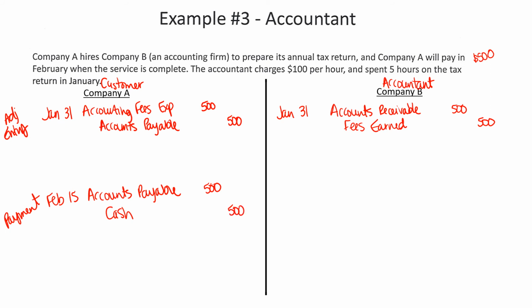Then from the accounting firm standpoint, on February 15th, when they receive that cash payment, obviously they will debit cash because they're receiving cash. Previously, they had recorded accounts receivable while they were waiting to receive the cash, but now that they've received it, they can zero that out. So they credit accounts receivable to reduce that balance. And that's the $500.